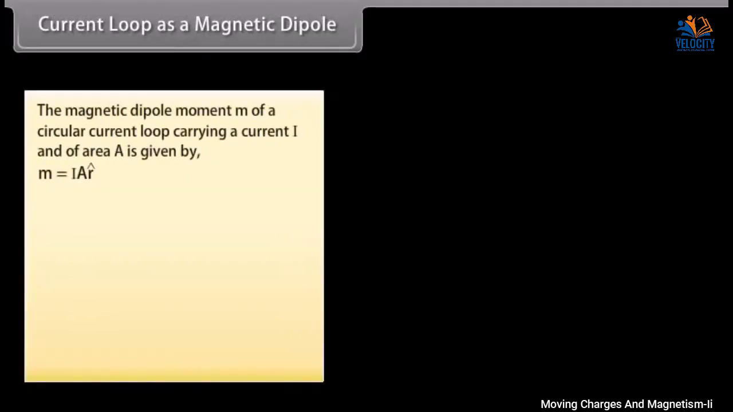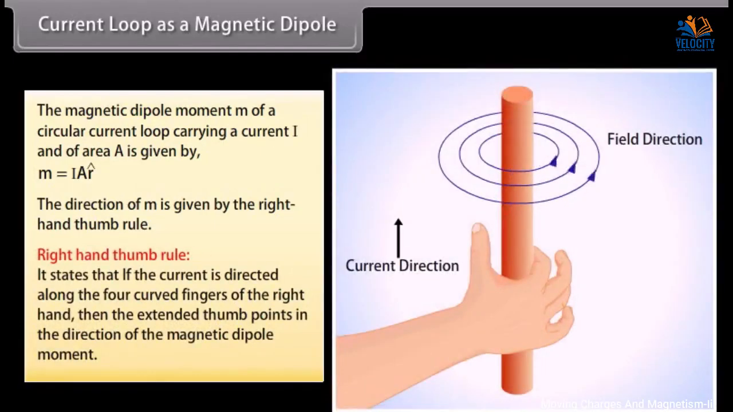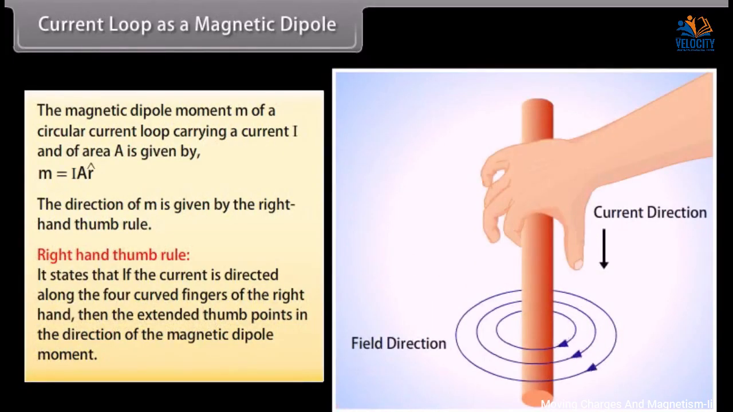Current loop as a magnetic dipole. The magnetic dipole moment m of a circular current loop carrying a current I and of area A is given by m is equal to product of I and A r cap. The direction of m is given by the right-hand thumb rule. Right-hand thumb rule states that if the current is directed along the four curved fingers of the right hand, then the extended thumb points in the direction of the magnetic dipole moment.